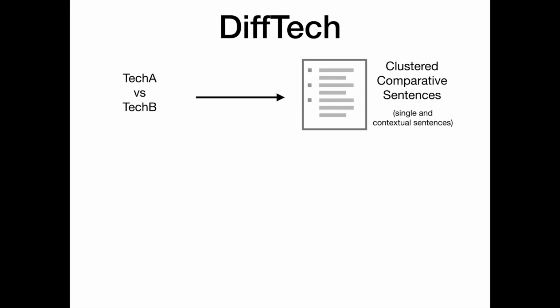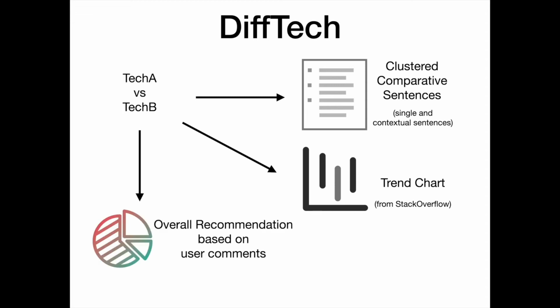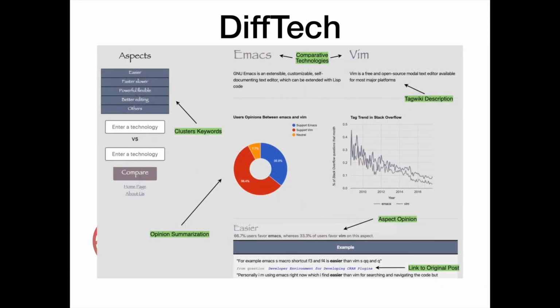With the data and information we collected, we built the DiffTech website. For each comparative technology pair, say tag A and tag B, our website demonstrates the clustered comparative sentences, a trend chart that tells you the popularity of each tag, and a pie chart to tell the overall recommendation based on the users' comparative opinions. This is a screenshot of our website comparing Emacs and Vim.